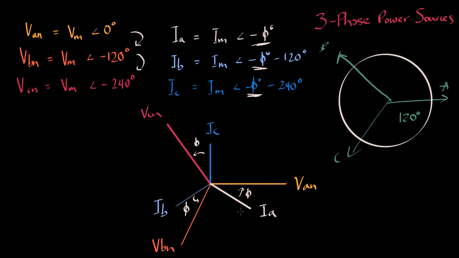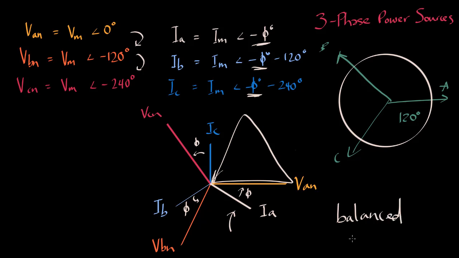Note again the offset. As the voltage vectors all have the same magnitude and are offset at 120 degrees, they sum to 0. The same applies for the current vectors. When the magnitudes and phase shifts are regular like this, the source is said to be balanced. Formally, in a balanced three-phase system, we have the voltage from A to neutral, plus the voltage from B to neutral, plus the voltage of C to neutral is equal to 0.